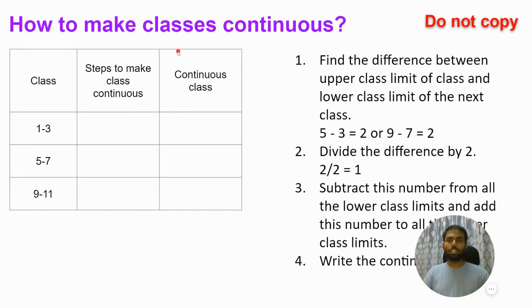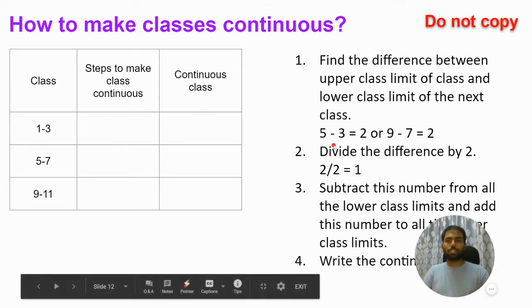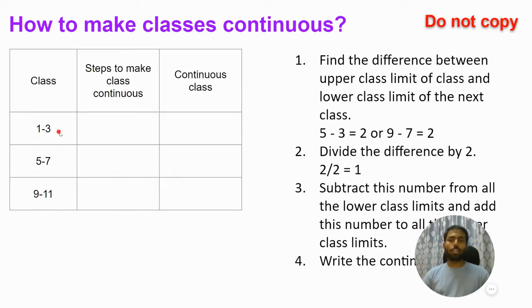Okay, then how do you make classes continuous? If it is not continuous, in the second step of median and mode, they have written if it is not continuous, you have to make it continuous. तो continuous कैसे बनाते हैं? So these are the steps. Okay. So here is an example of a class which is not continuous. 1 to 3. Okay. So 3 के बाद directly 5 आ गया. यहाँ पे 3 नहीं है. फिर 5 to 7. 7 के बाद directly 9 आ गया. तो बीच में gaps है. Classes के बीच में gaps है. Okay. So if you want to make this a continuous class, these are the steps you will follow.